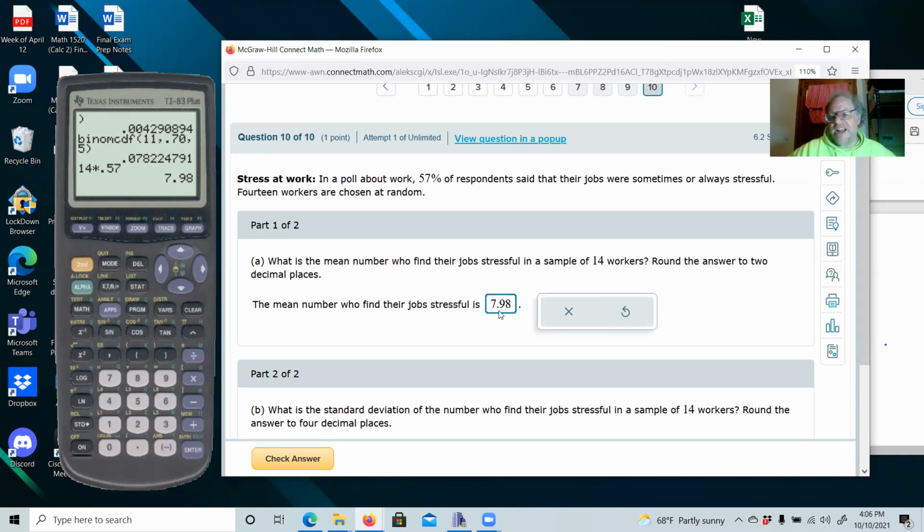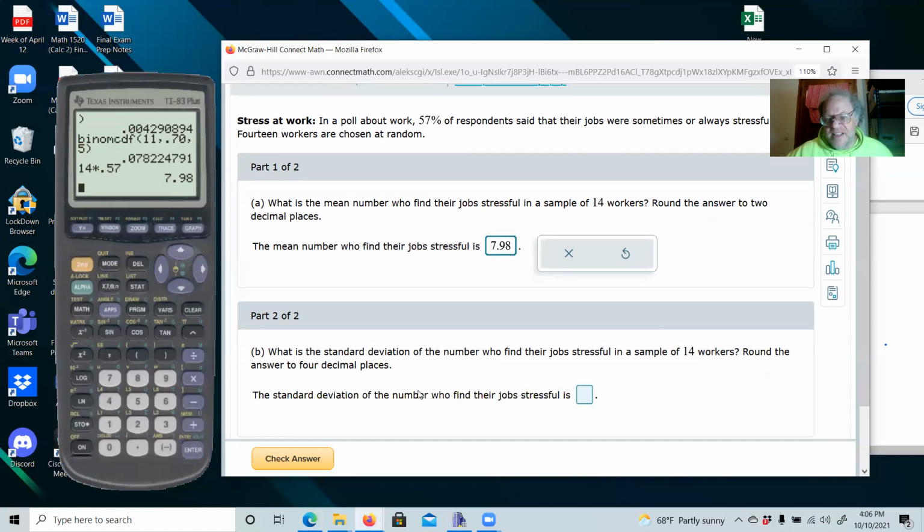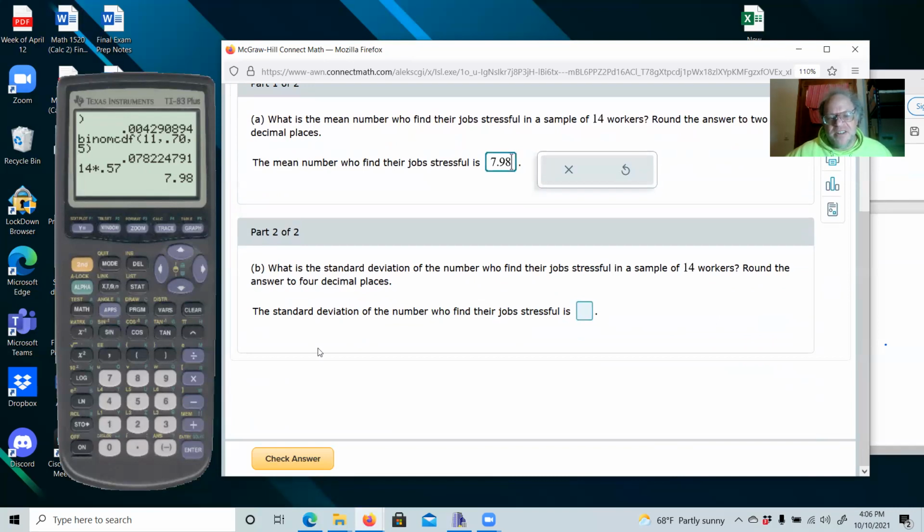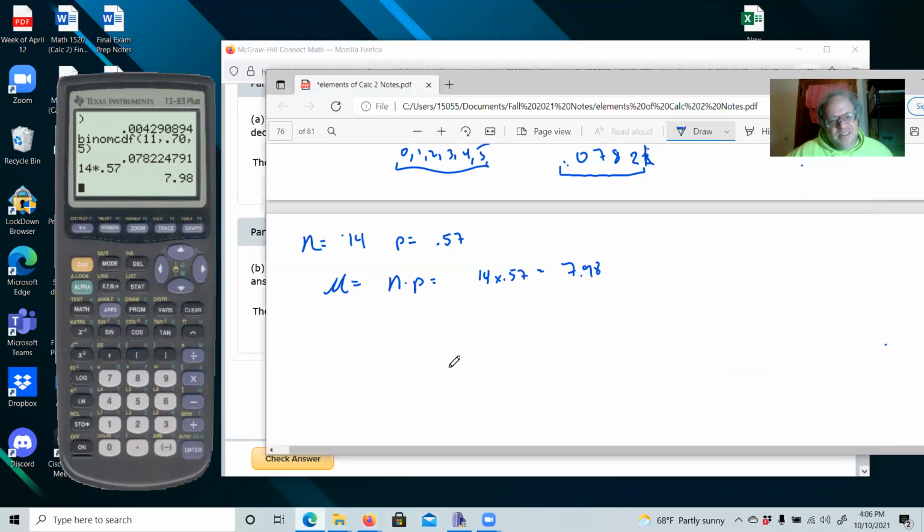Okay, with that 7.98, you usually deal with companies that have hundreds or thousands of people in them. You're going to need the decimal places. Okay, we're not trying to say that almost 8 people. We're saying that on average, that's what's happening. Okay. Standard deviation. Okay, again, don't memorize this formula. Look it up when you need it. This is the square root of n times p times 1 minus p.